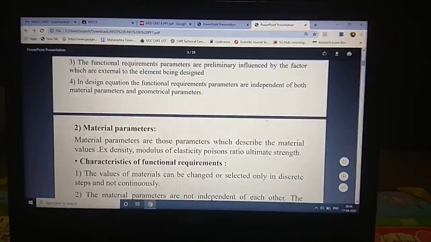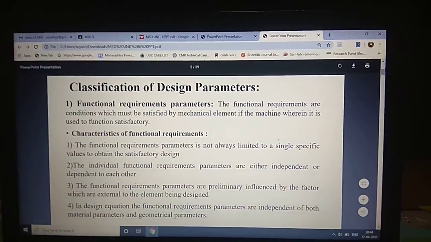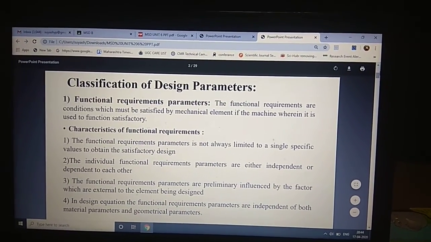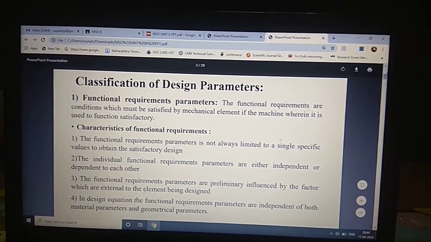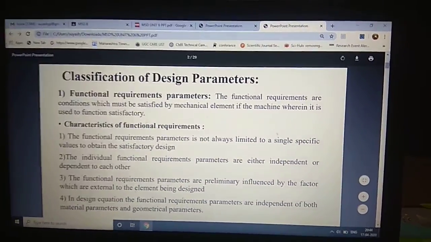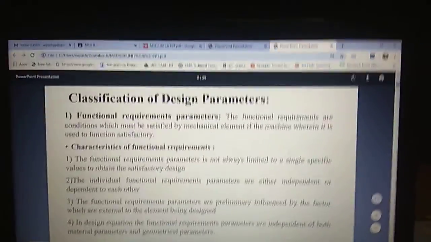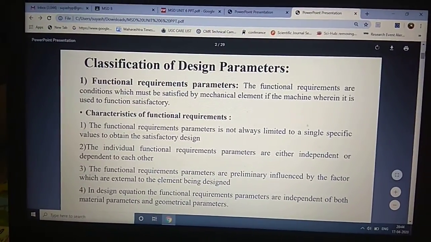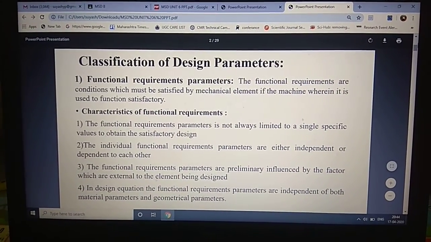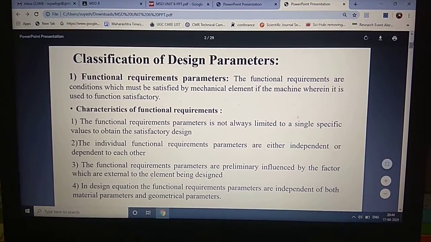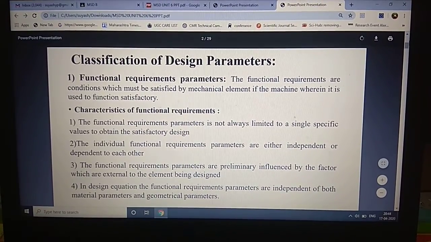If we discuss in brief the functional requirement parameter, these parameters are the conditions which must be satisfied by a mechanical element for whatever purpose the machine is going to serve. The functional requirement parameter is not always limited to a single specific value to obtain the stationary design. The individual functional requirement parameters are either independent or dependent on each other.